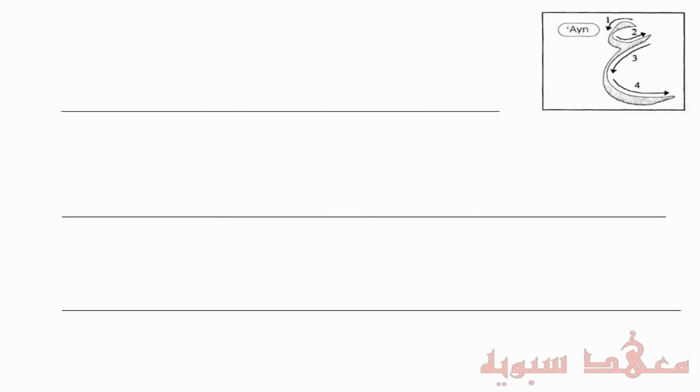Next we have the ain. So the ain is written as follows. You have the top part written on top of the line, and then the second part written below the line. So it's done in this way. Once again. That should be a bit further down. And once again.